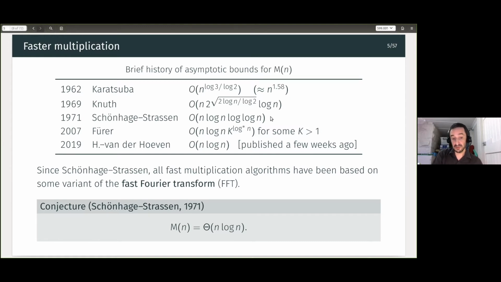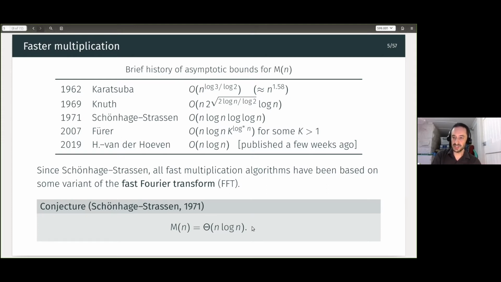Then we have the result of Schönhage and Strassen in 1971, and this really changed the game. They brought the fast Fourier transform, which had only recently become well known, and they were able to prove this n log n log log n bound for integer multiplication. And they also conjectured that in fact the log log n is superfluous, and you should be able to get n log n, and that in fact this is the best you should be able to do.